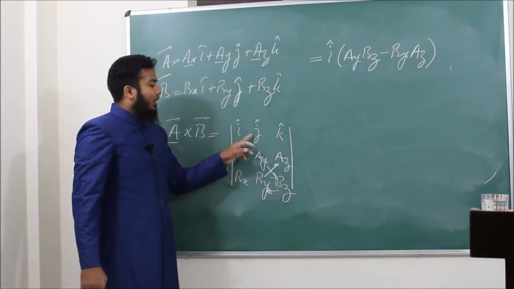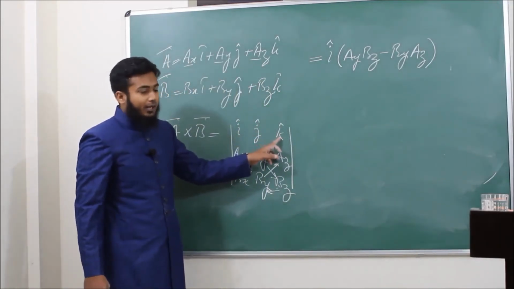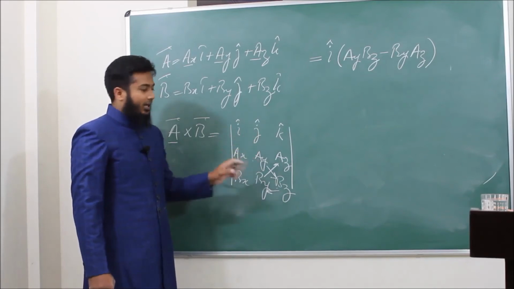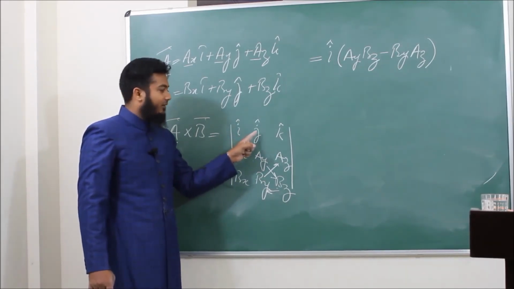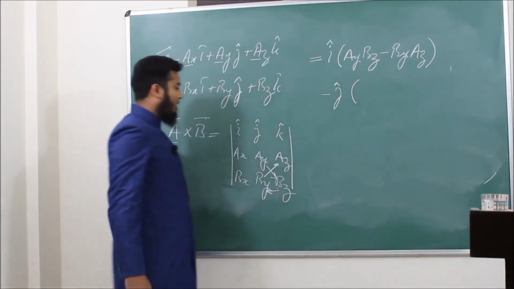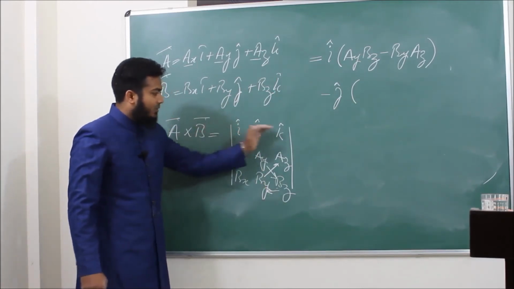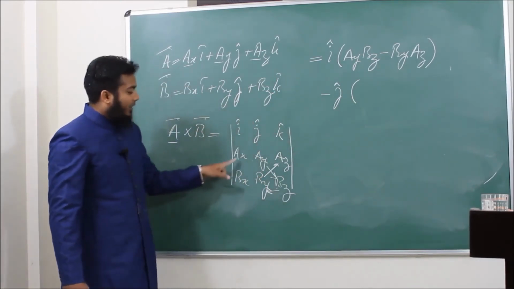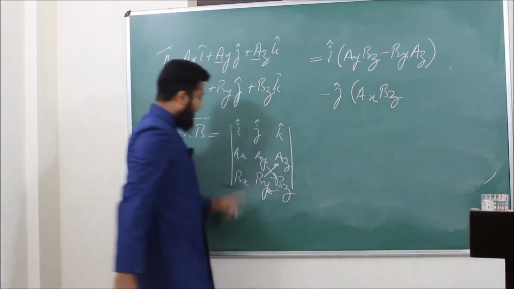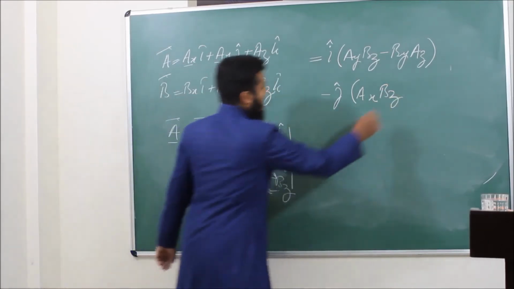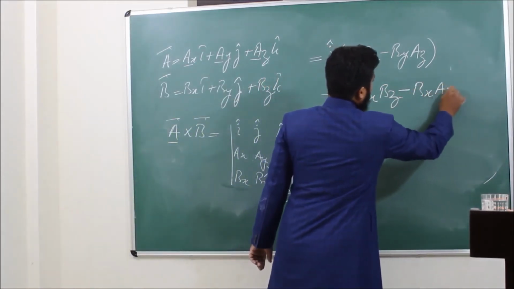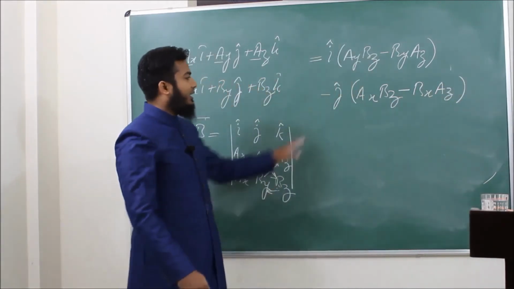Then we will expand along j and then along k. And in mathematics, you will study that the expansion is alternate. Along i it is positive, along j it is negative, and then again along k it will be positive. So along j the expansion is negative. So we write minus j, and then leave the row of j and the column of j, and multiply this element by this element, AX and BZ, and come back, put a minus sign, and BX and AZ. So we have completed expansion along j.